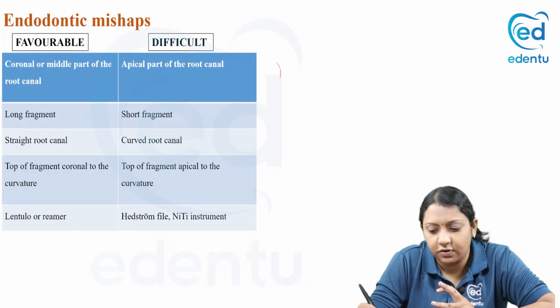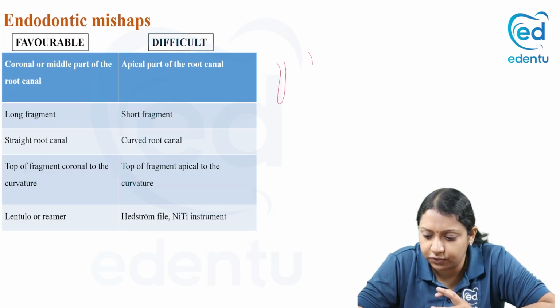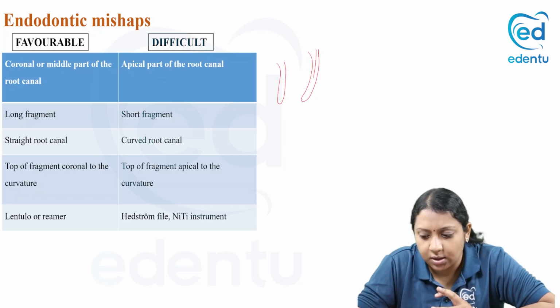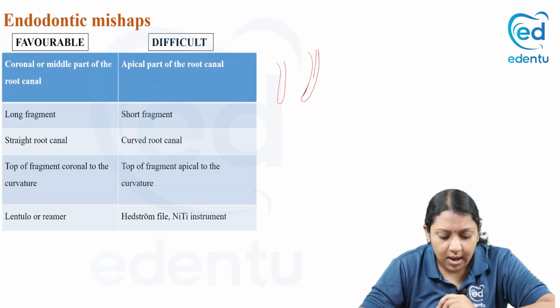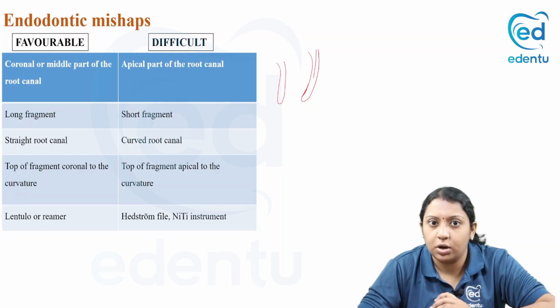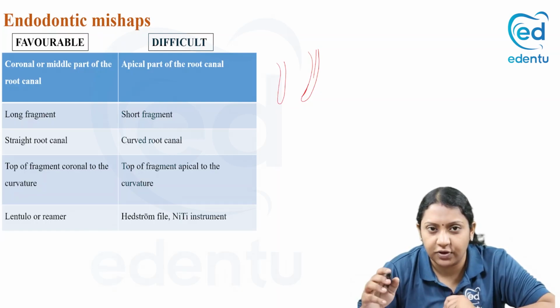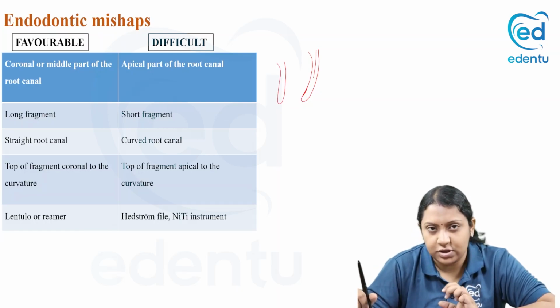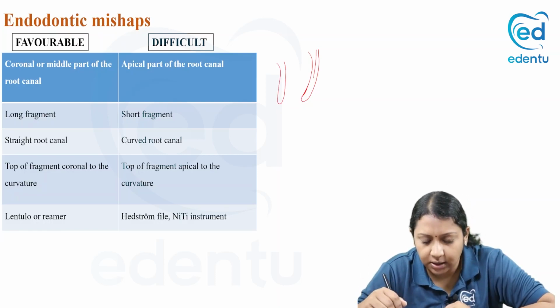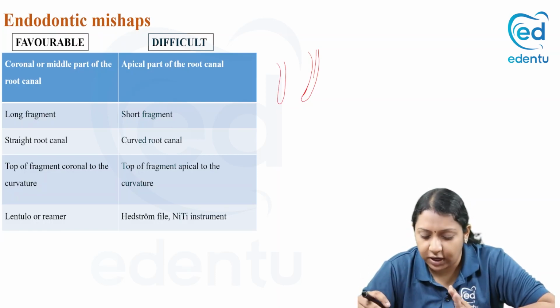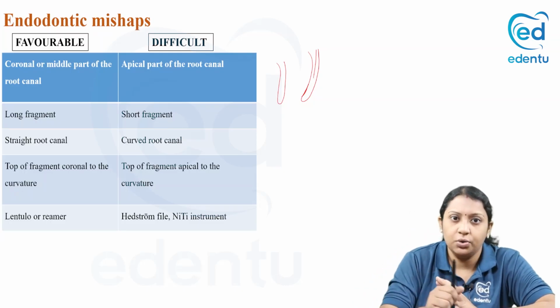That means if a curvature is there, if the instrument has separated here, coronal to the curvature, it is favorable. And if it is a lentulospiral or a reamer that is separated, it is favorable. But whereas if it is a short fragment, if it is a curved root canal, and if it is apical to the curvature, a K-file or H-file is difficult to retrieve.